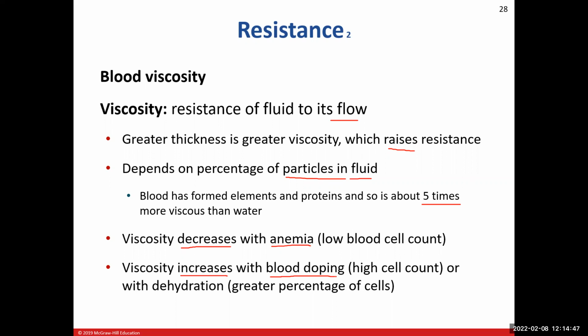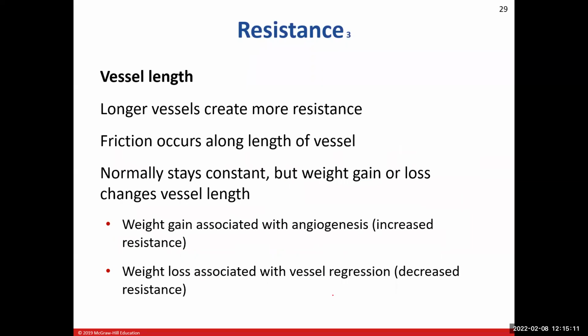Or dehydration. Less water in the blood plasma means the ratio of the water and blood plasma to the formed elements is not in favor of water, but in favor of the blood formed elements. And so the blood will be thicker because you have a larger percentage of those red blood cells, white blood cells, and whatnot. So that's viscosity. Basically, if you increase viscosity, you're turning your blood more into sludge.